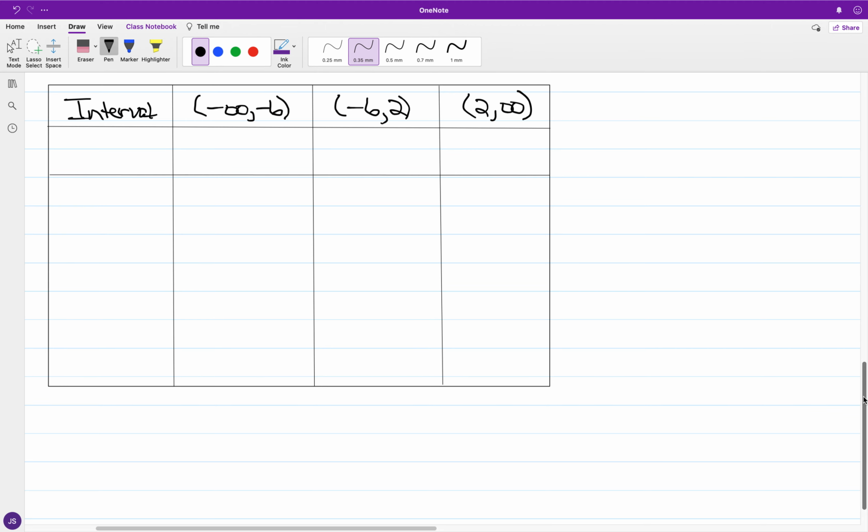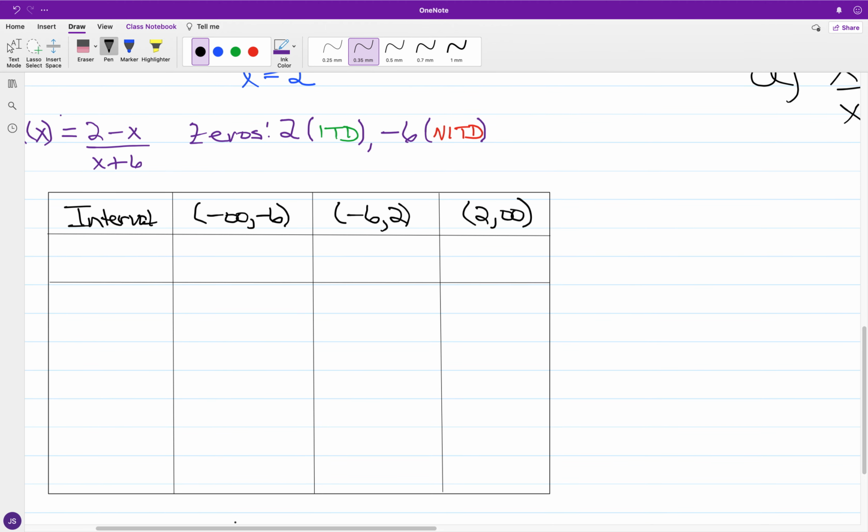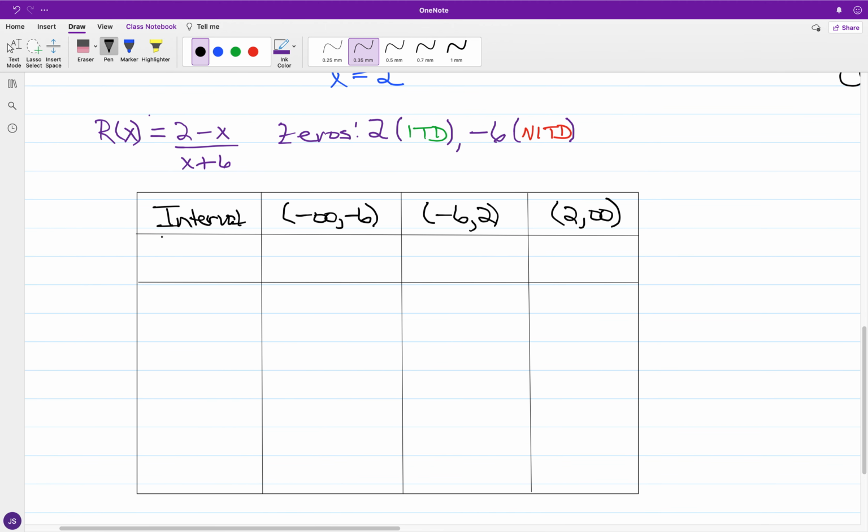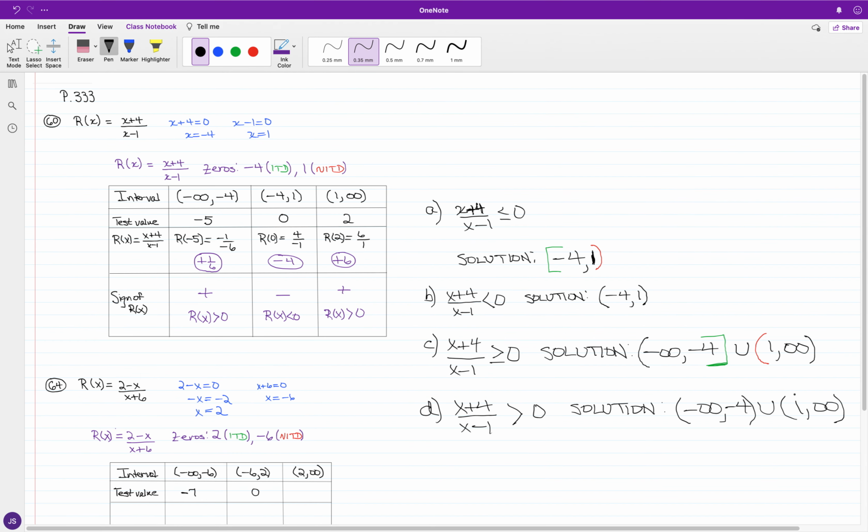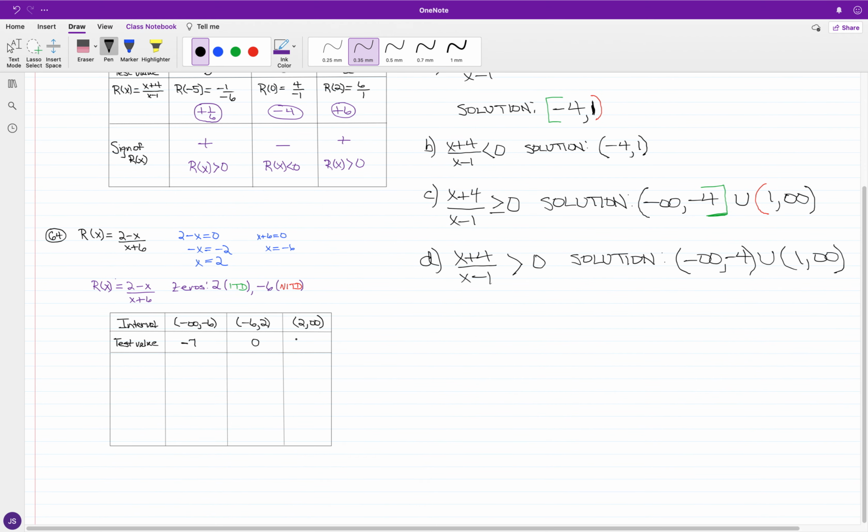Now for the values to choose for inputs: for anything less than negative 6, we can go with negative 7. Anything between negative 6 and 2, again, we can go with 0. Anything greater than 2, we can go with the number 3.